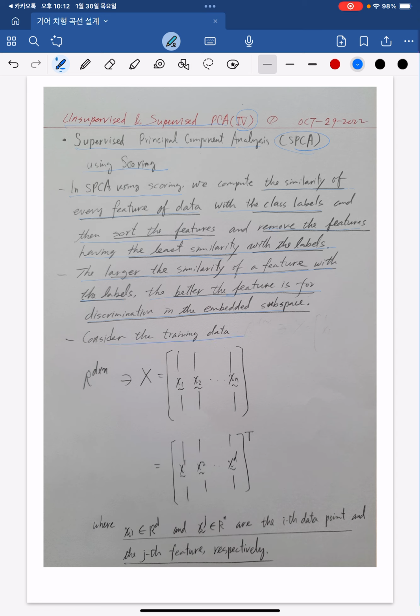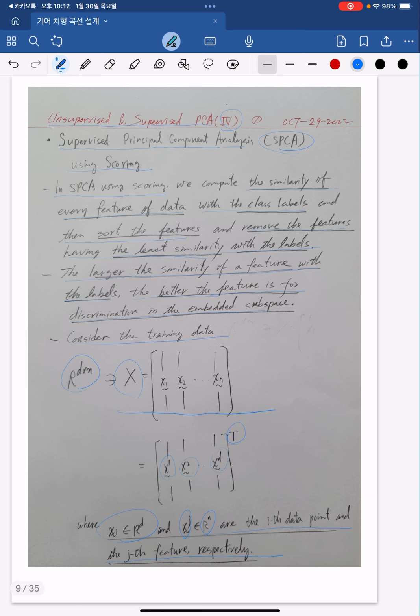Consider the training data D by N real matrix X, whose rows are X1, X2, ..., XD transpose. Xi is a D-dimensional vector and Xj is an N-dimensional vector. They are the i-th data point and the j-th feature respectively.